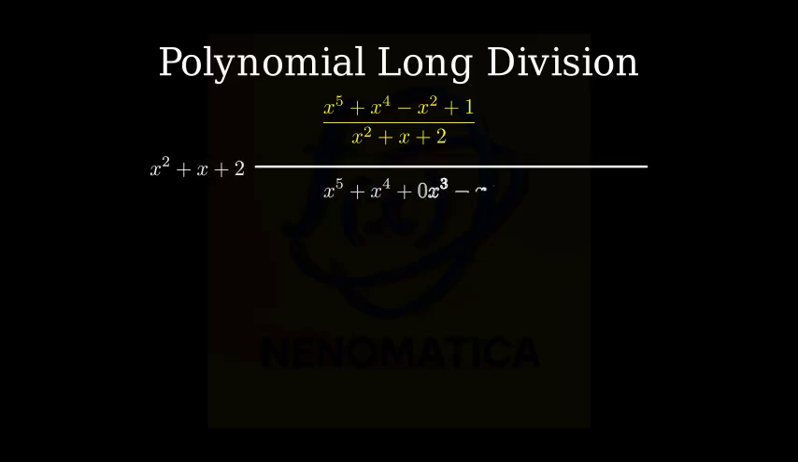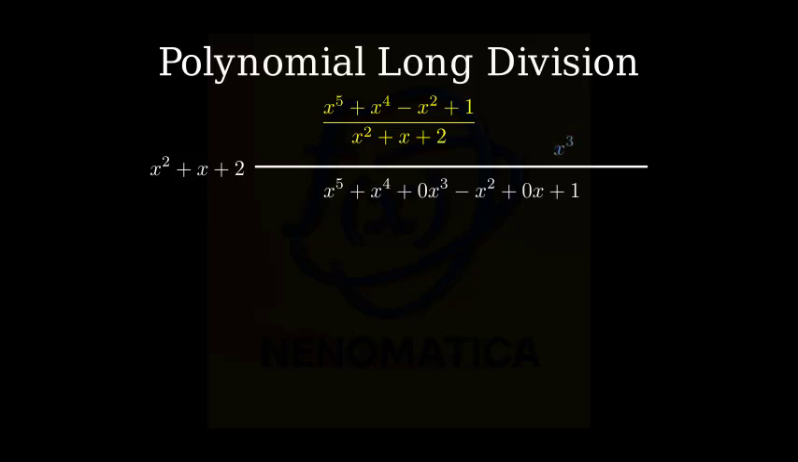Let's set up our polynomial long division. We'll write the divisor, x squared plus x plus 2, on the left, and our dividend, x to the fifth plus x to the fourth minus x squared plus 1, to the right under a division bar. It's important to organize our terms in descending order of degree, and to include any missing powers with zero coefficients to help us keep our columns aligned. So I'll explicitly write our dividend as x to the fifth plus x to the fourth plus 0x cubed minus x squared plus 0x plus 1.